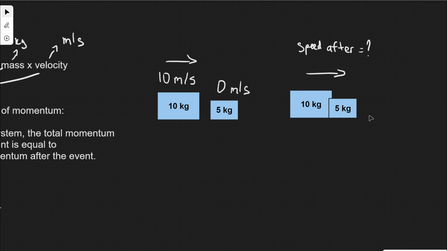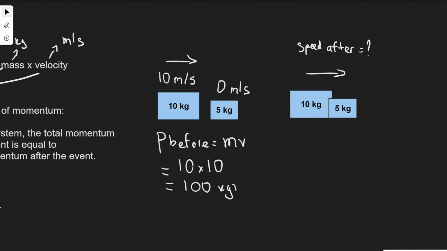Okay, well, let's first of all calculate the total momentum before the collision. So I'm going to say that P before is equal to mass times velocity of this object plus the momentum of this object, which is just 0. So this will just be equal to the mass, which is 10 kilograms, multiplied by the speed, which is 10 meters per second. So the total momentum before will just be equal to 100 kilograms meters per second.